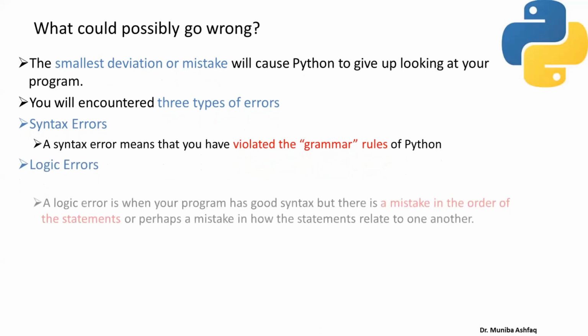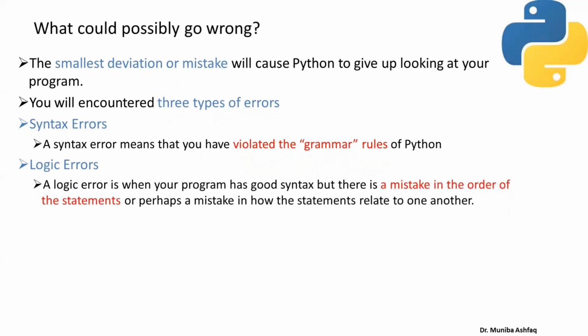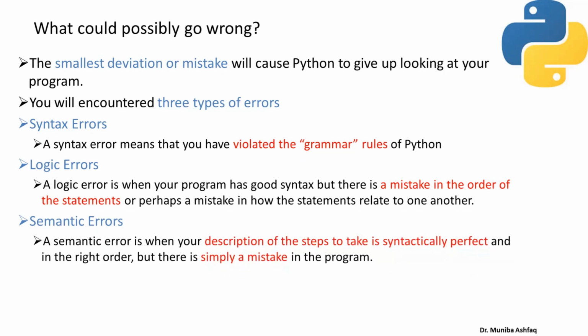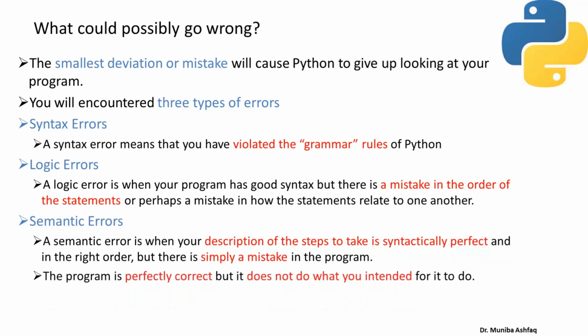Logic errors: a logic error is when your program has good syntax, but there is a mistake in the order of the statements, or perhaps a mistake in how the statements relate to one another. Semantic errors: a semantic error is when your description of the steps to take is syntactically perfect and in the right order, but there is simply a mistake in the program. The program is perfectly correct, but it does not do what you intended it to do.